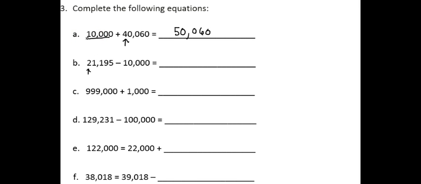In the next question, I'm actually subtracting a group of 10,000. Again, I will look at the number in my 10,000s place. I have two groups of 10,000. If I take a 10,000 away, that would leave me one group of 10,000. Everything else would stay the same.